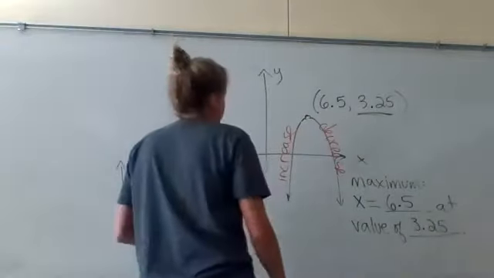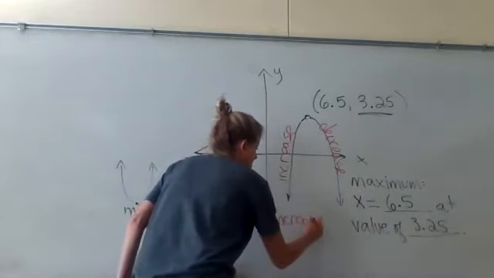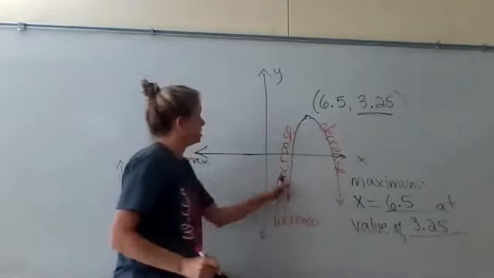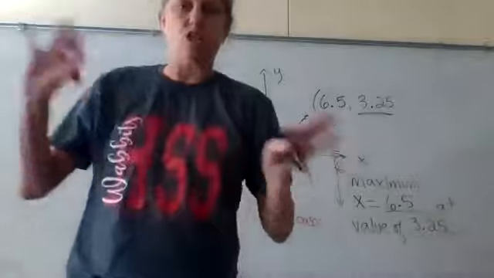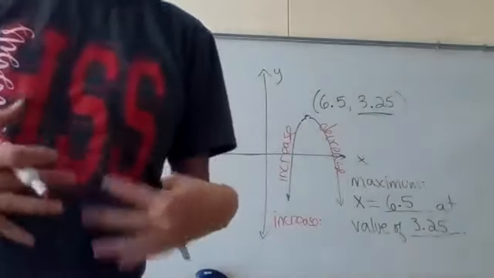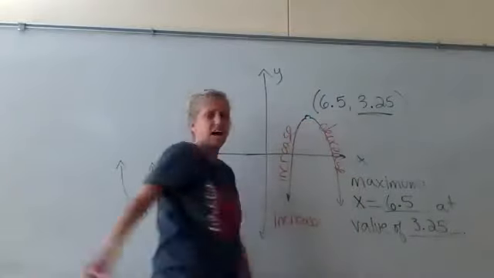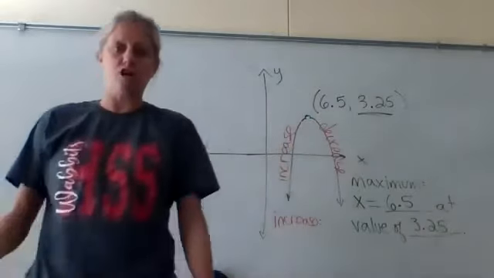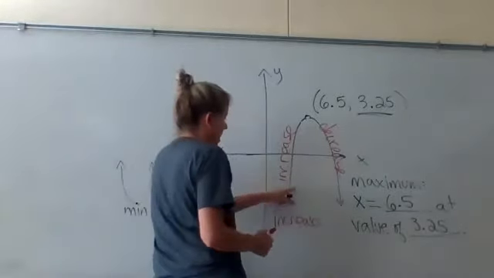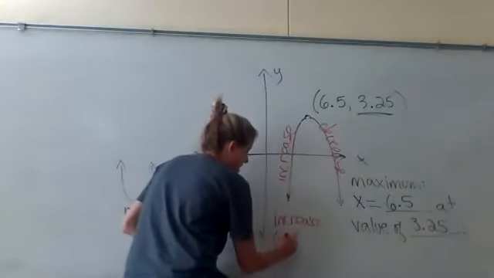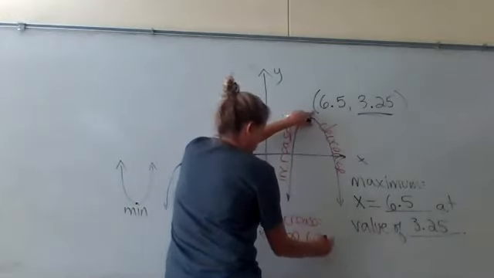So let's see, increase. On what interval? It increases until it gets to this point. Now remember, when we talk about increase and decrease, you're always using the x coordinates of those points. So I am increasing until I get to 6.5. Where did you start going up? Where did you start increasing? Well, this arrow means you started increasing at negative infinity, all the way until you got to 6.5.